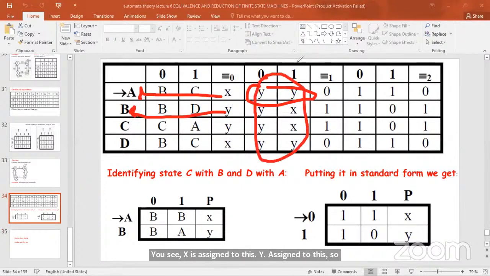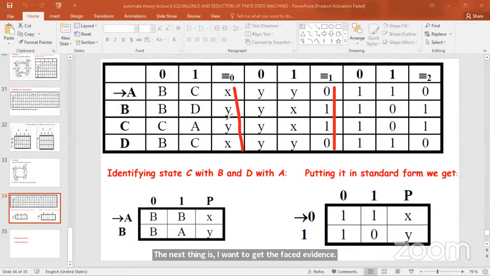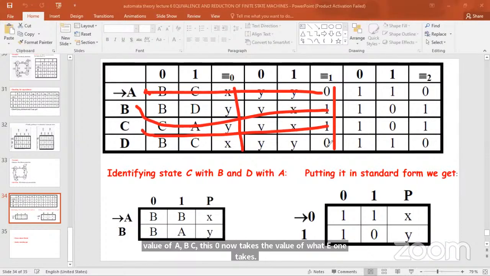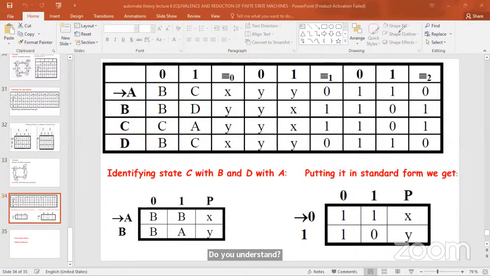So once you are done with this, the next thing is that once you get the first equivalence, instead of using these values here, you take the value of A, B, C. This 0 now takes the value of what? A. 1 takes what? B. This takes C, and this takes what? D. So that's what you use to generate this next set. Do you understand? Yes, I do. Thank you, sir.